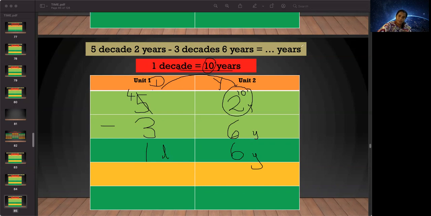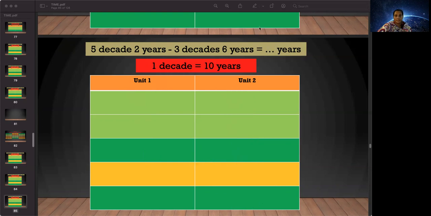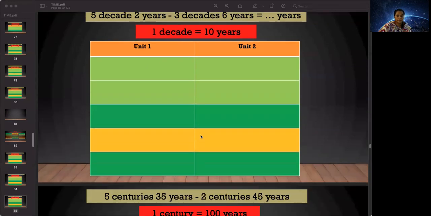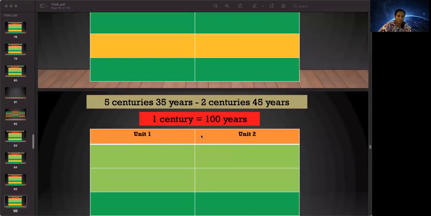Now, if you look at your answer, it's requiring us to just state the number of years. So again, your 1 decade, you change it to become 10 years. So add it with that 6 years over there, and you would have 16 years. All right, so you write your answer out, 16 years. Clear?